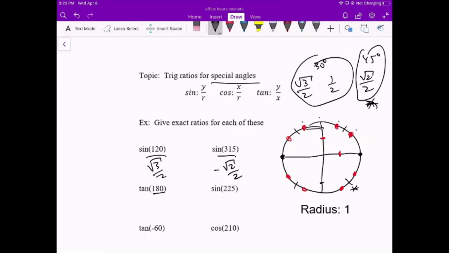180 is half a circle. It's right here. Tangent means y-coordinate over x. The y-coordinate for this point right here is 0. X is 1. It's kind of silly to write 0/1, so I'll just write 0, and there's my answer.